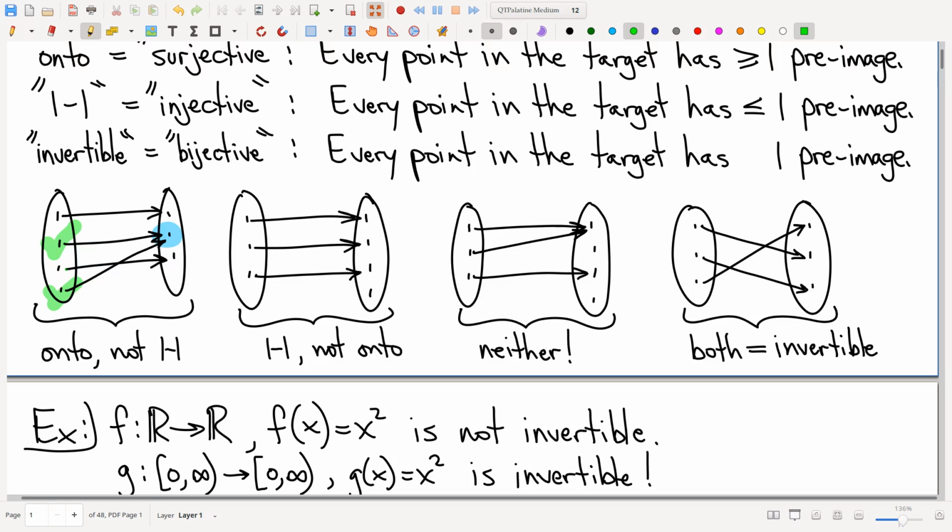And remember, it's a little unfortunate, but the term pre-image can refer to a single point whose output is the given output value. But the word pre-image can also refer to the set of all such points that give that same output value. So the word pre-image can refer to the set, and it can also refer to points in the set.